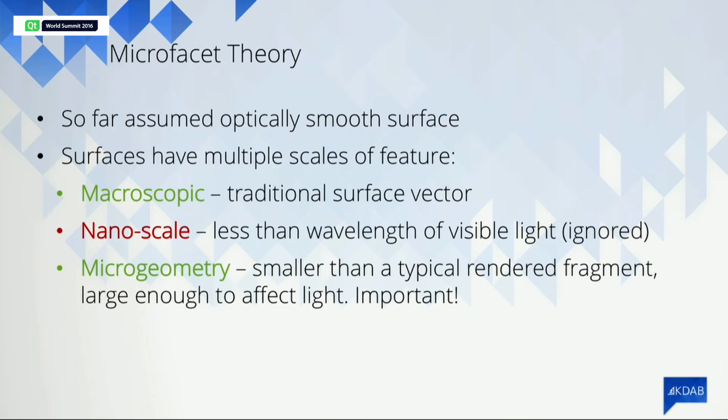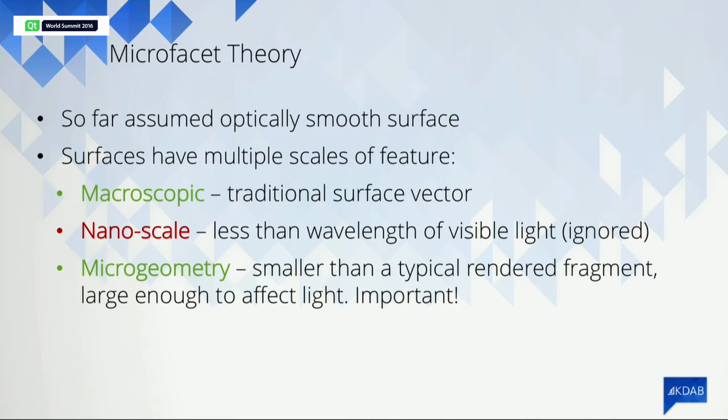Now, surfaces have multiple scales of features. We have the macroscopic features, which is what we're normally used to. We model a surface, we specify some normal vectors in our modeling program, and that's what we use for our lighting models. Everyone's happy. There's also the nanoscale. This is defined typically to be surface features less than the wavelength of visible light. We're going to completely ignore this for now. There's some research going on that says this may actually be important in terms of worrying about things like diffraction effects and how that affects the rendered results, but we're going to ignore that for today.